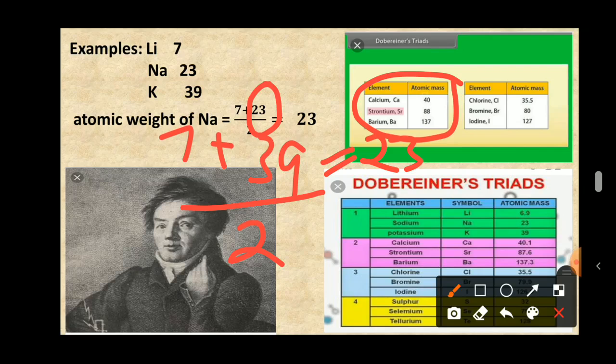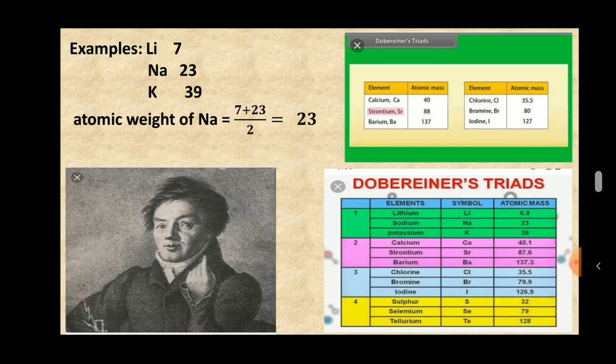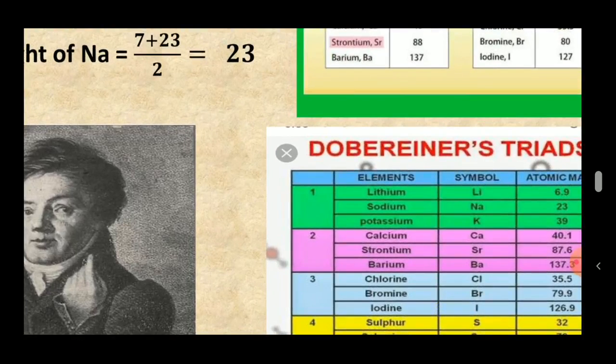In the same way, chlorine, bromine, iodine. The atomic weight of bromine is equal to the atomic weight of chlorine plus the atomic weight of iodine divided by 2, so you will get the nearest value of 80. Similarly there are other triads. He prepared four sets of elements. You can see here Döbereiner's triads.